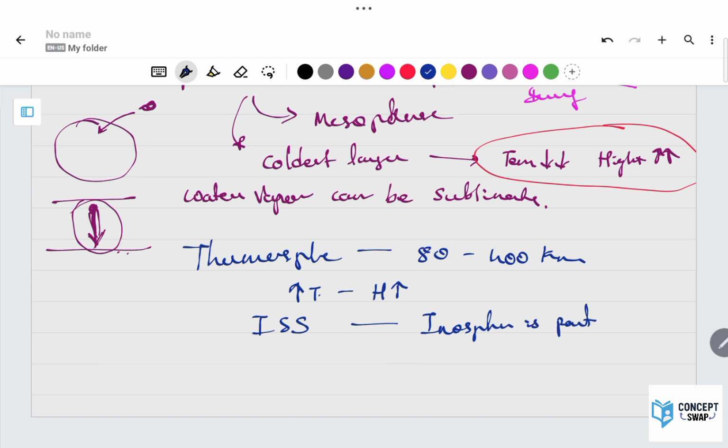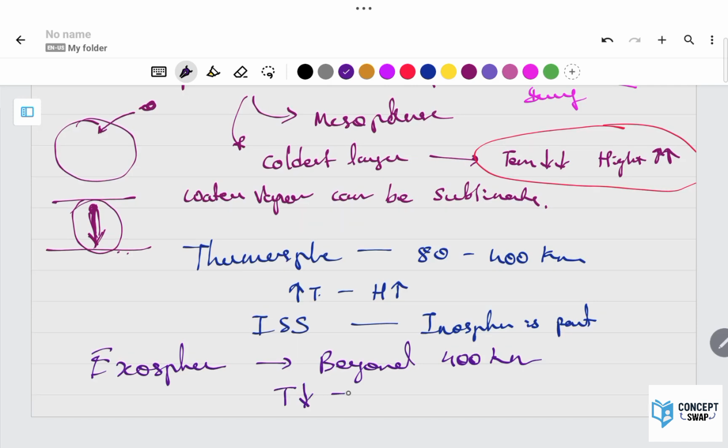Okay. Exosphere, the next layer. It is beyond 400 kilometers. Temperature reduces as height increases, up to about 100 degrees Celsius. The exosphere is the layer behind the atmosphere, and there is no limit to this exosphere. Everything beyond 400 kilometers is called the exosphere.